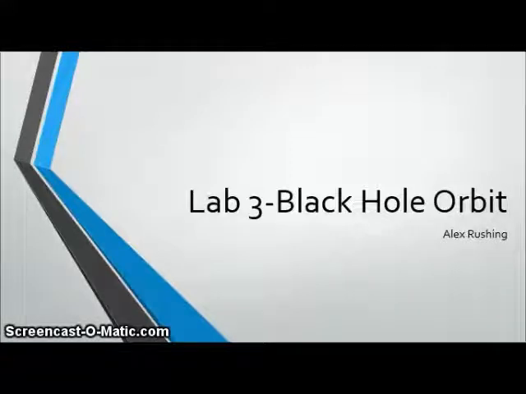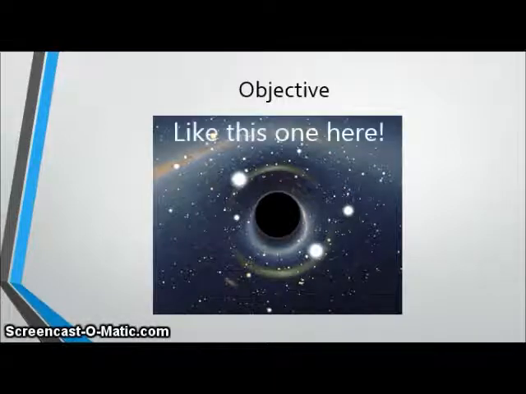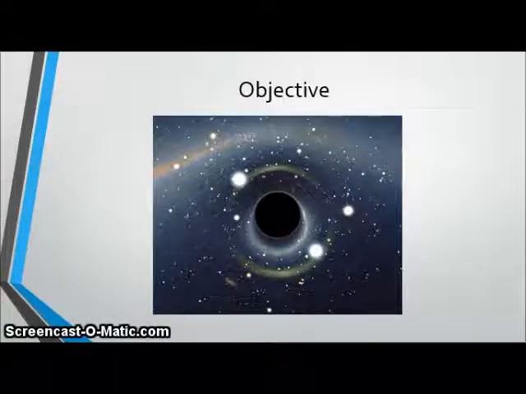This is my video lab report for Lab 3. In this lab, I examined the orbit of a star around a black hole. Setting the system as the star, I used the position versus time data points from the star's orbit, which was given through a CSV file, and the momentum principle and the equations derived from the momentum principle in order to calculate the mass of the black hole.